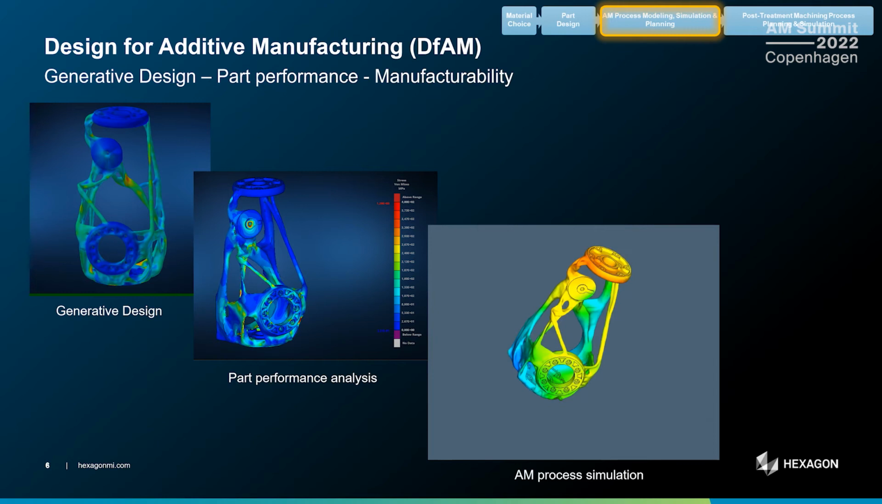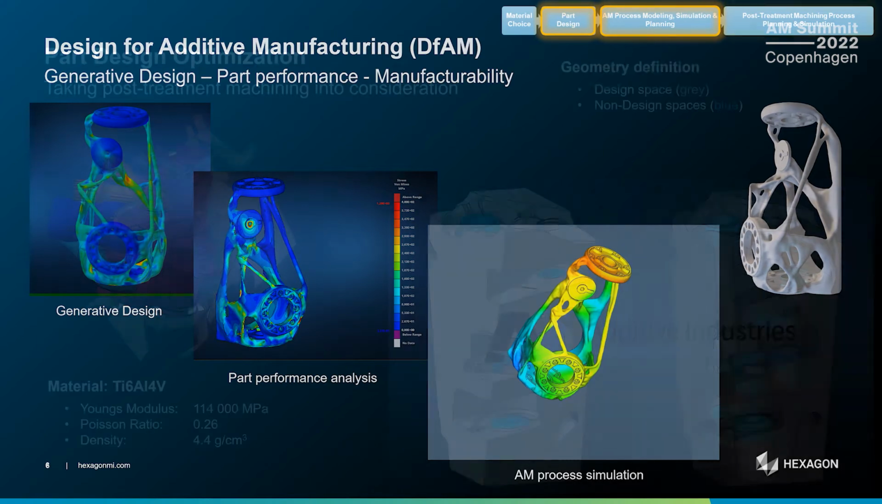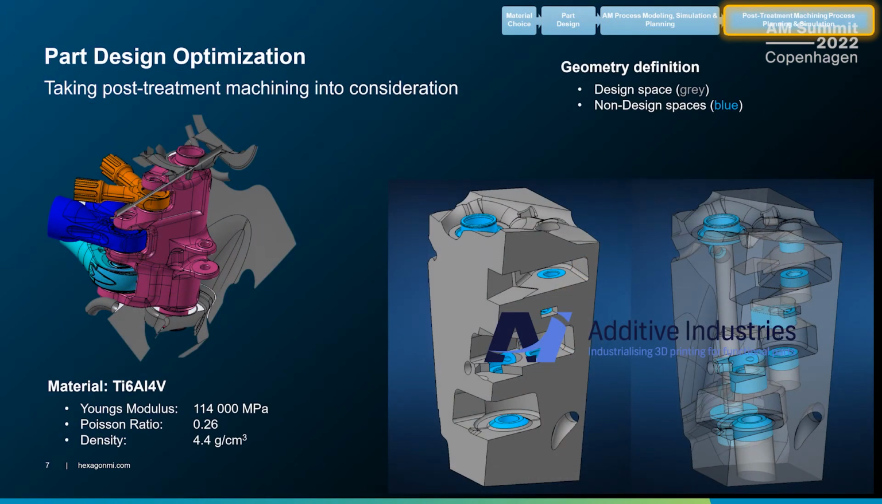And like Melissa was mentioning, you can use simulation software that models and simulates the manufacturing process, so you can check that actually you can make that part, okay? So that you can come up with the product that you know you can produce. Another example, taking post-treatment machining into consideration, pretty simple.